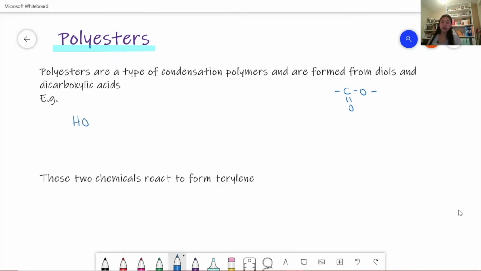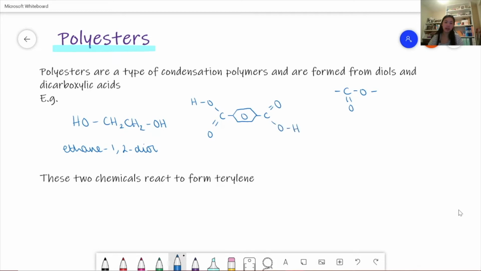So we have HOCH2CH2OH. So we have an alcohol group on either end. So we call this ethane 1,2-diol. And we have benzene 1,4-dicarboxylic acid, which looks like this. And then we have a benzene, carbon double bond O, and then OH. So this is benzene 1,4-dicarboxylic acid.